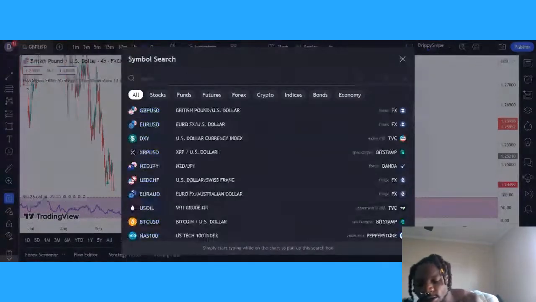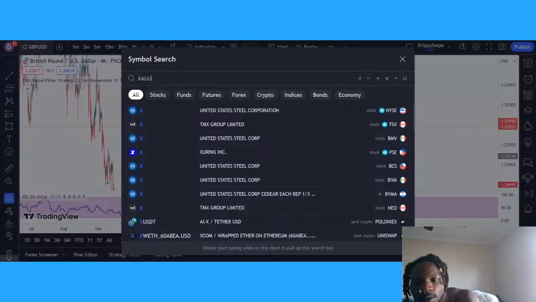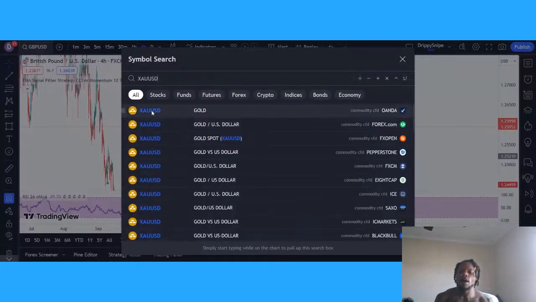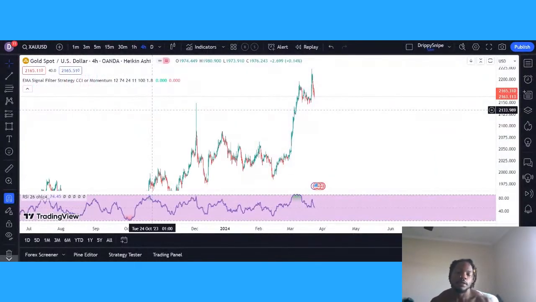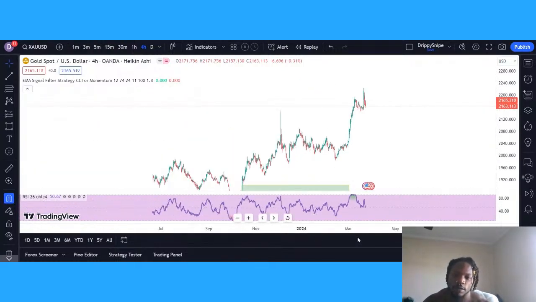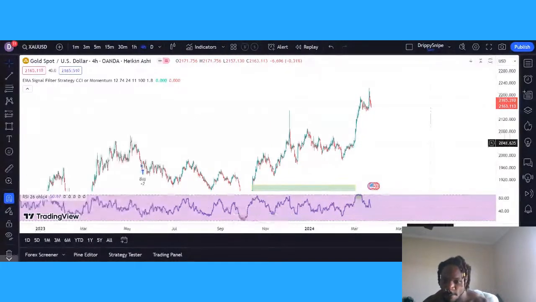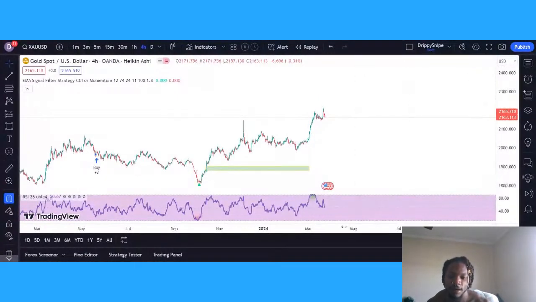Let's look at gold. For all my gold traders out there, I love you. I don't trade gold that much though. I mean, I look at it every week, but I don't really trade that much. Gold's been doing so great. Gold's been doing so good.